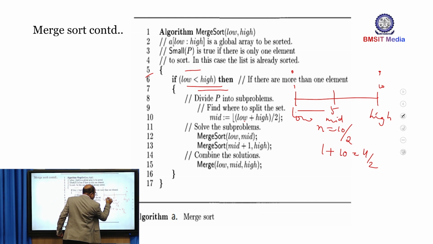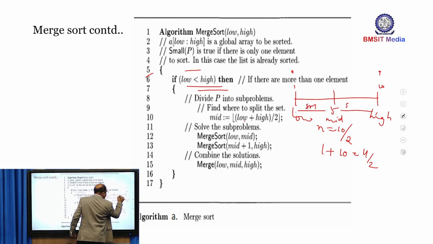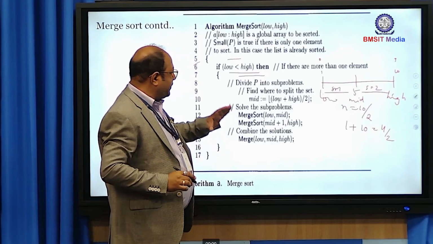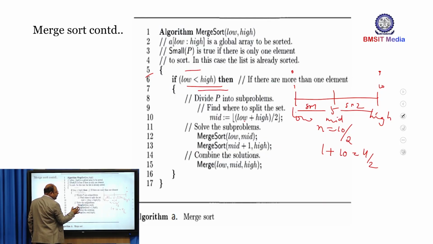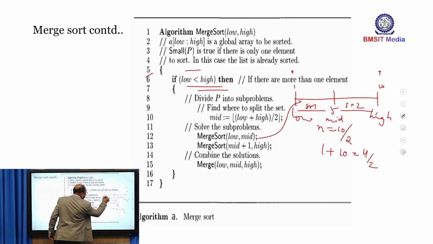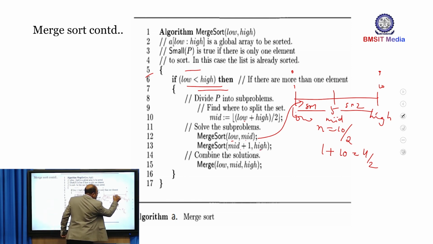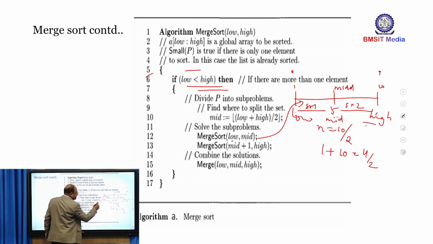1 to 5 will be the first sub problem, and 6 to 10 will be the second sub problem. This is the first thing we are going to divide. Once it is done, I get 2 sub parts. One is the left part of the elements, low comma mid, and I get the right part of the elements, mid plus 1 comma high. The right part goes till the high value. My left part starts from low and goes till the mid value. That's what is given here.